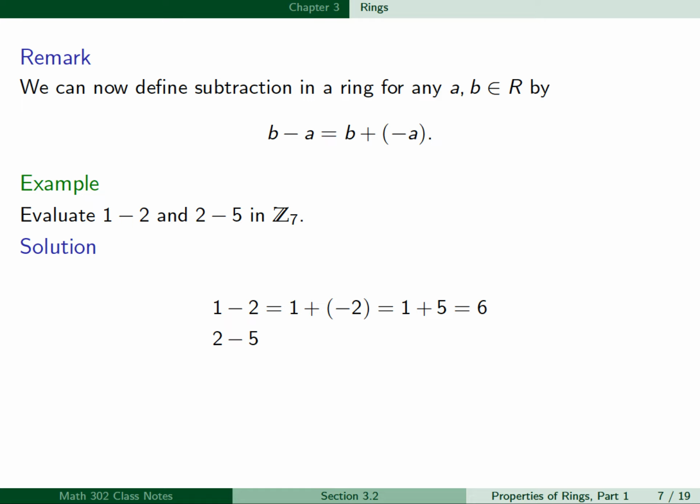2 minus 5, this will be 2 plus minus 5. And this is equal to 2 plus 2. The additive inverse of 5 will be 2. And 2 plus 2 is 4.